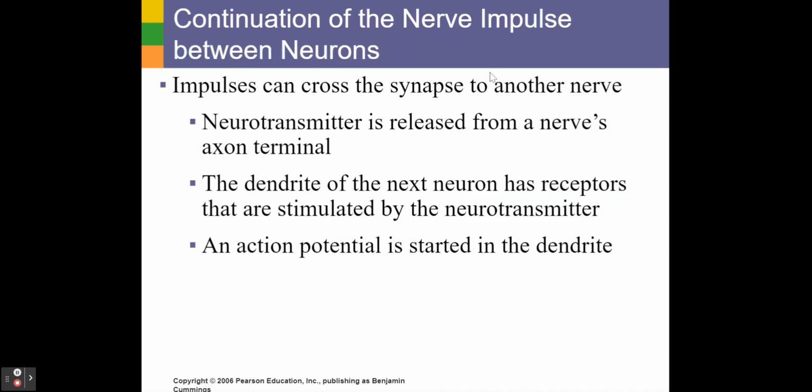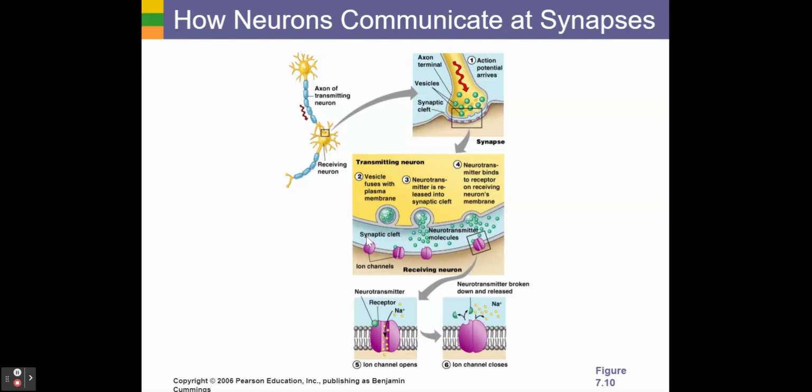All right. Continuation of the nerve impulse. So the nerve impulse can cross the synapse to another one. So once that nerve impulse hits the axon, it's going to cause a neurotransmitter to be released that will then go to the next one and then be picked up by the dendrites of the next neuron, and then stimulate that whole one to depolarize again, and then it will just keep that same basic process going up. So you can see that a little bit here.